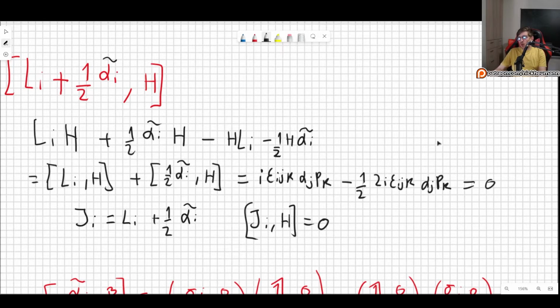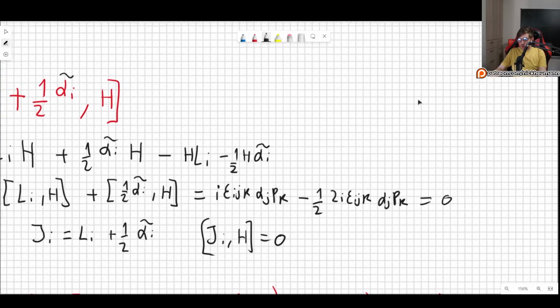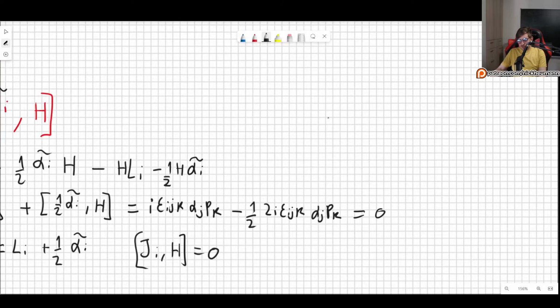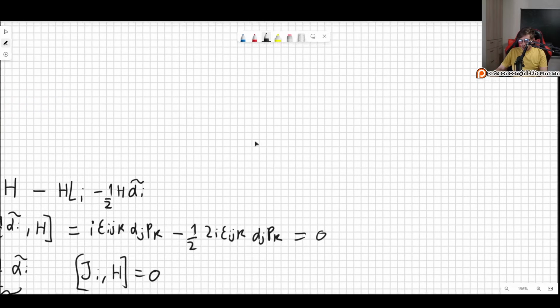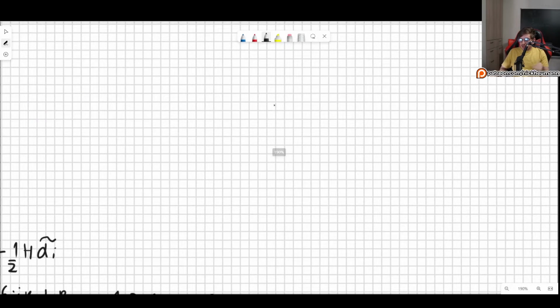Now the question is, what is the spin? What are the eigenvalues of the spin operators? If we call this thing right here our spin operator SI, what are the eigenvalues? So let's see, for example, S3, because we always like to go for the Z coordinate for some reason. So let's go for 1/2 alpha 3 tilde.